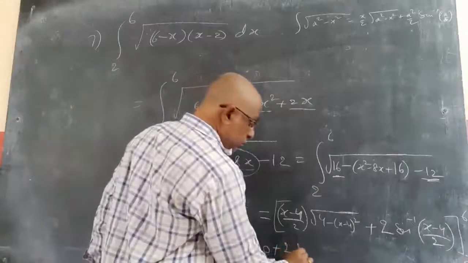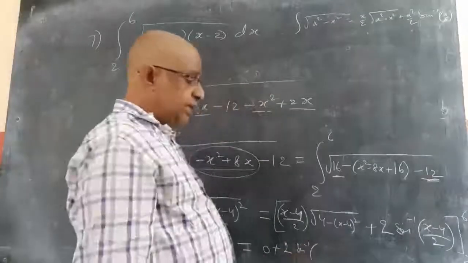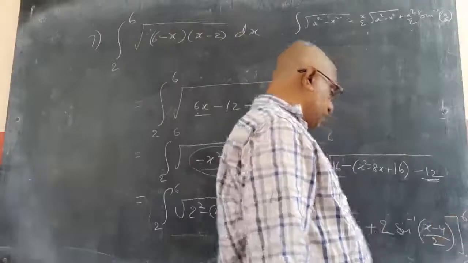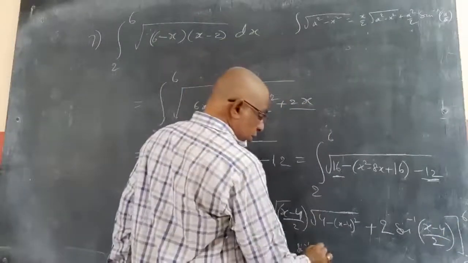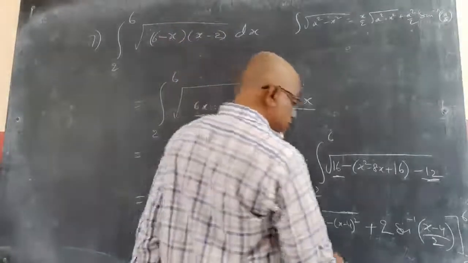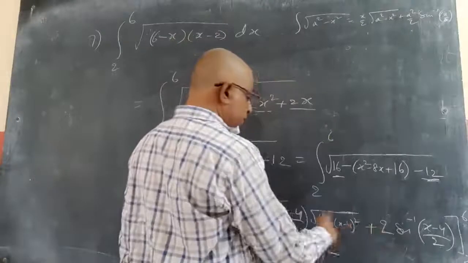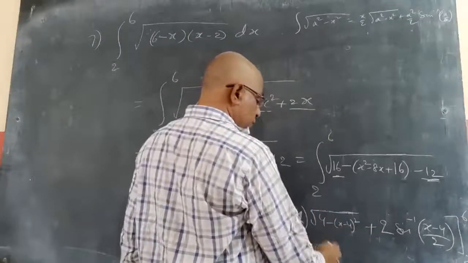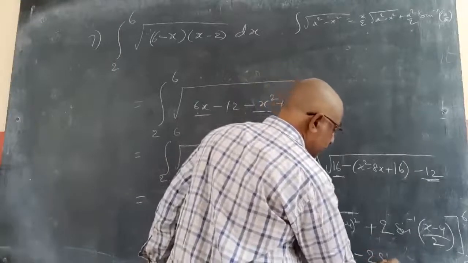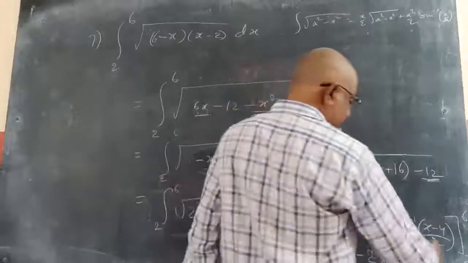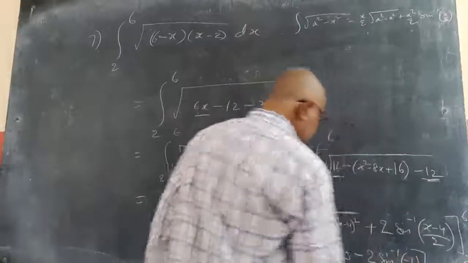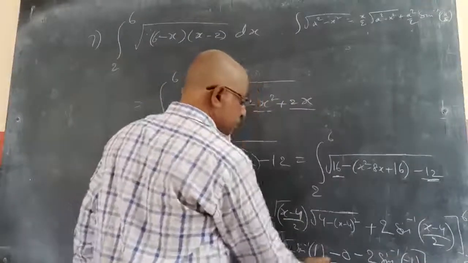2 into sin inverse of (x minus 4) by 2. Substituting the upper limit 6: (6 minus 4) by 2, sin inverse of 2 by 2, that is sin inverse 1, minus the lower limit. Coming to the lower limit, if I substitute 2 here, again 4 minus 4 is 0 here, minus this 2 into sin inverse of (2 minus 4) by 2, that is minus 1. So the final result is 0 plus this, plus 0 minus this.